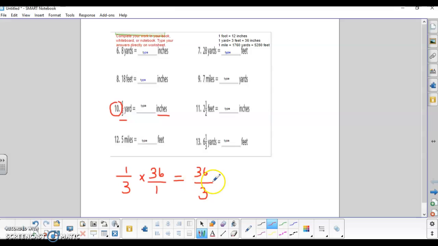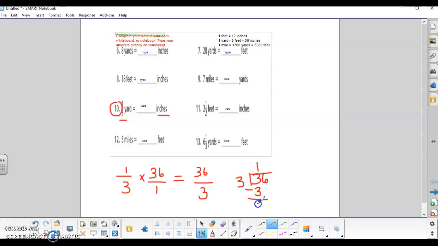And this bar right here is another way for division. So now we would do 36 divided by 3 to figure out how many inches 1/3 of a yard is. So 36 divided by 3. 3 divided by 3 is 1. 1 times 3 is 3. So this is where your long division would come in.